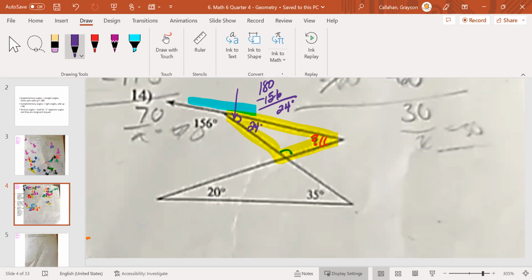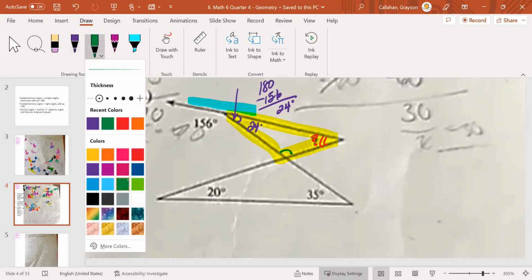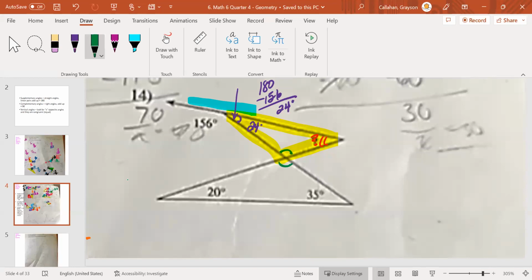It's great that I have the purple angle, but I still can't find the right angle unless I have the green angle, right? But that green angle is also what with this angle? What do you call it when you see this X right here? Vertical. What do I know about vertical angles? What is that symbol? Equal. They're equal to each other, right?